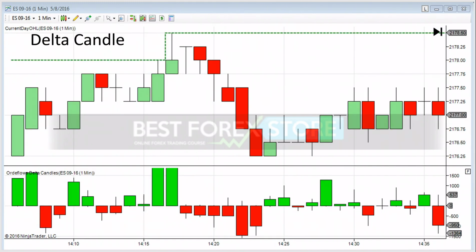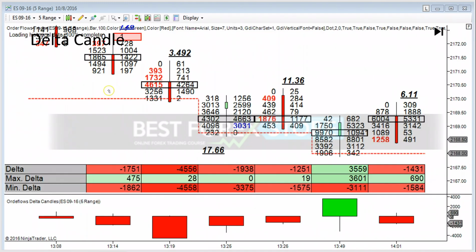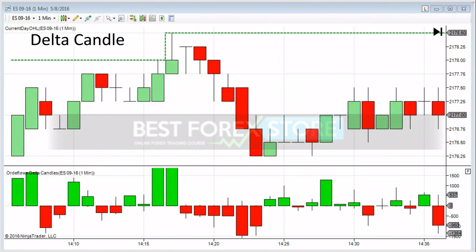Now, say you don't want to even use a volume footprint chart, the bid-ask data. You can put delta candles, if you have good software, on a normal bar chart. So you don't even have to look at the volume, the data for the bid-ask or the volume footprint chart, because you can just look at your normal bar chart with the delta candles below, so you understand what's happening with the delta based on it below.